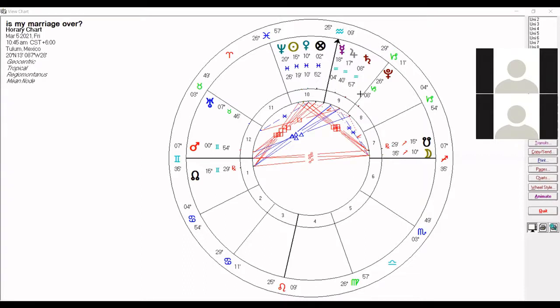So on first glance, on looking at this chart, I might have said, yes, it's over. Is my marriage over? Yes, it's over, because you are leaving that other person. You are leaving the other. You are leaving your spouse. You are separating from your spouse. If anything, it's coming from you. And sure enough, it was coming from her.